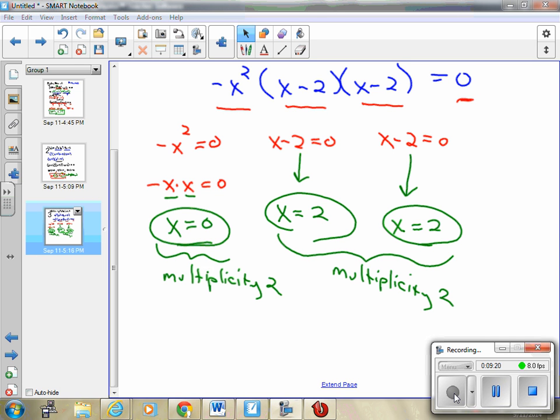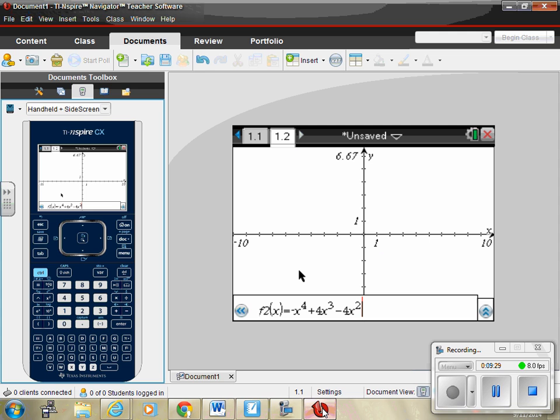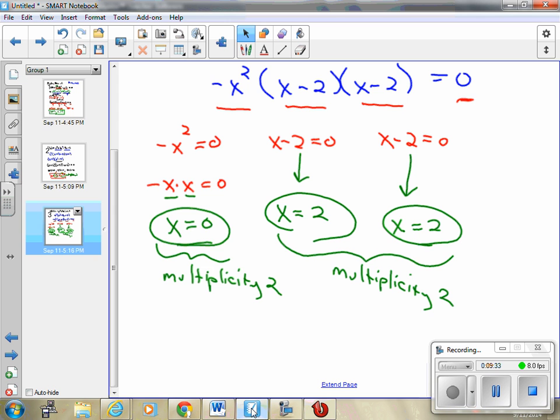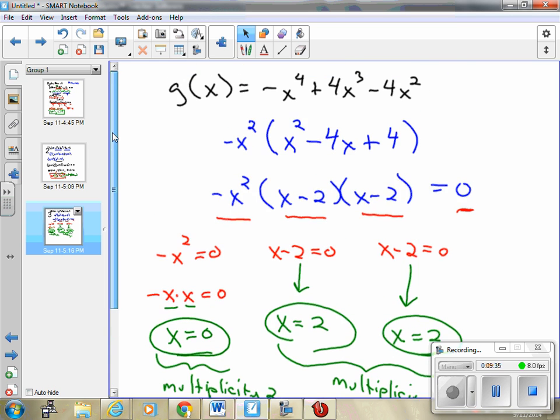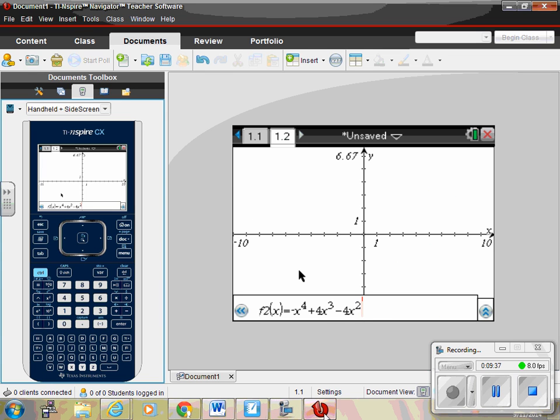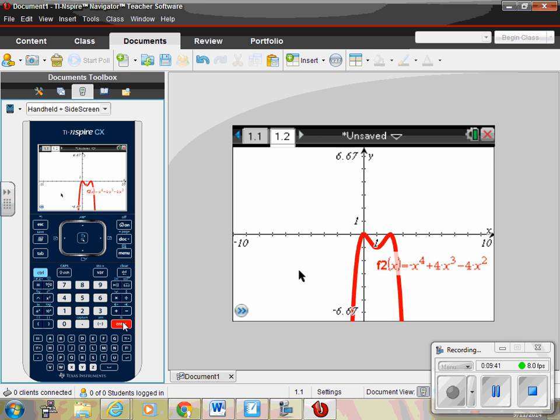So let's go ahead and take a look at the graph of this. Before, in the previous example, I showed you that the multiplicity of 2 meant that the graph did not penetrate the x-axis at that point and only touched it, and then it turned around. So if we look at the graph of this, this is the equation we just factored. You can see it's the same one. That's the same equation, so I'm going to go ahead and hit enter here and see what the graph is.